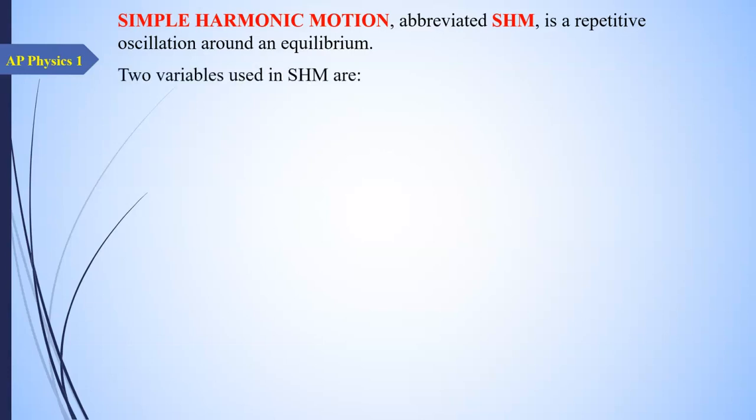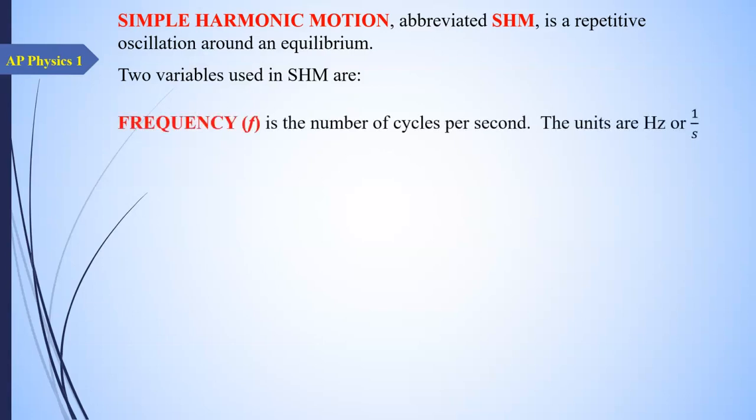Two variables are used in simple harmonic motion. The frequency, which is the number of cycles per second, and the units for that are hertz or 1/s. Frequency is given by the equation frequency equals cycles per second.